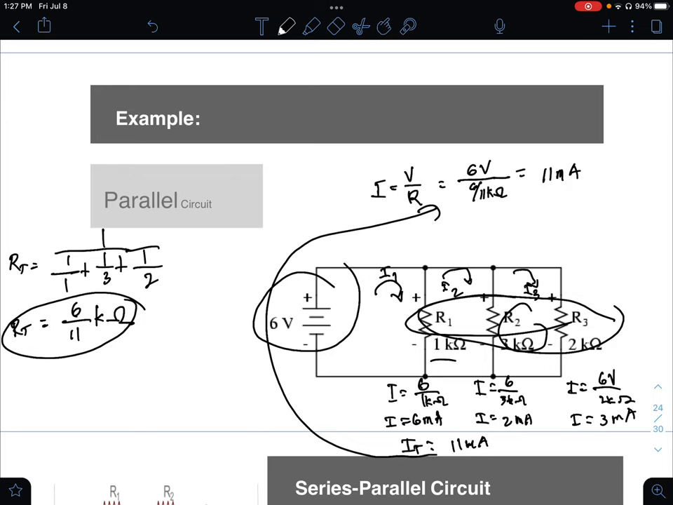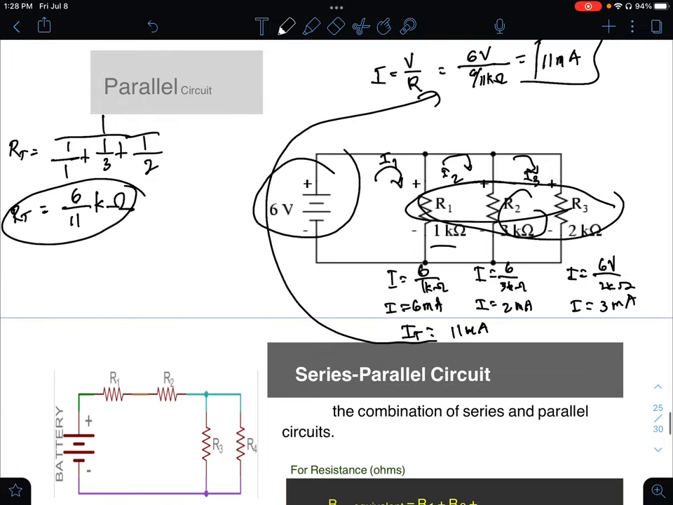which we also got here. Because sometimes we will be asked to find the current flow in R1. So that's why it's important to solve still the current flow in each path. Okay?